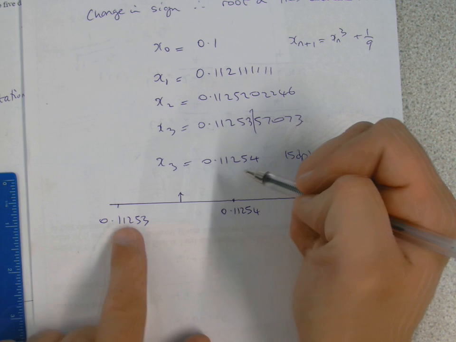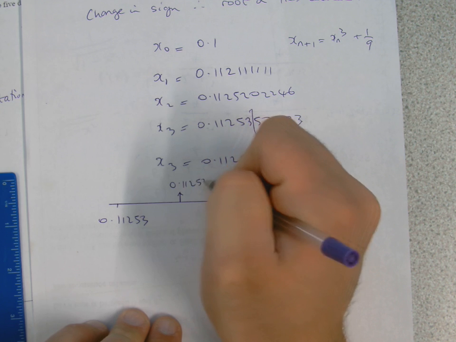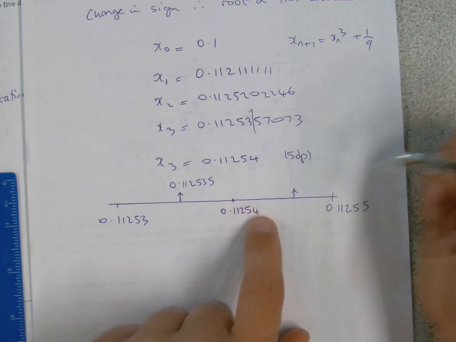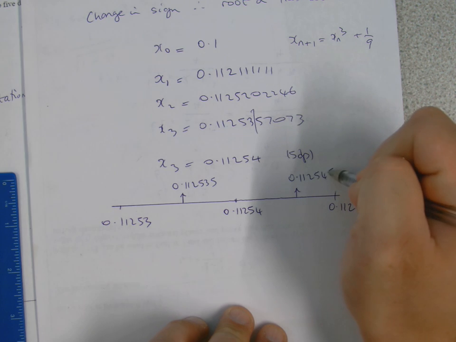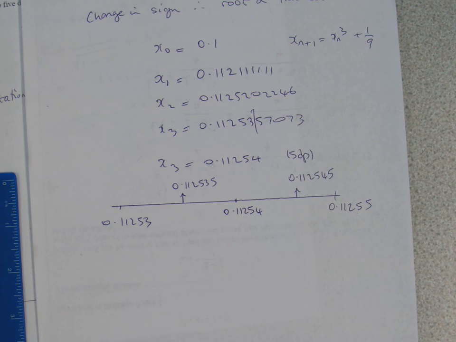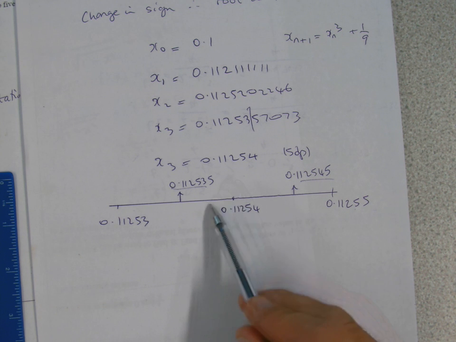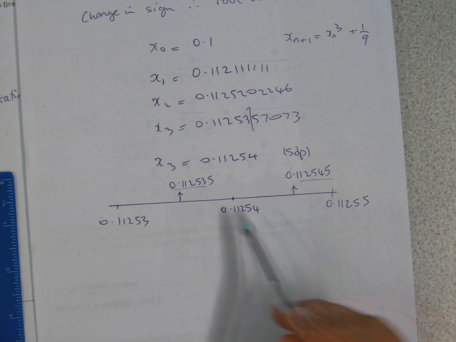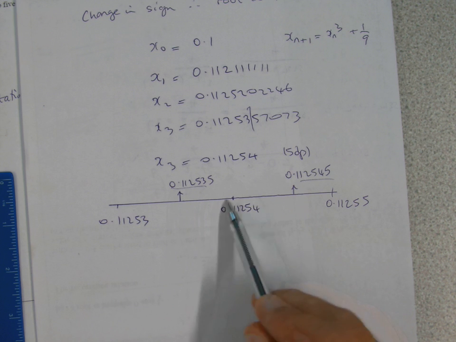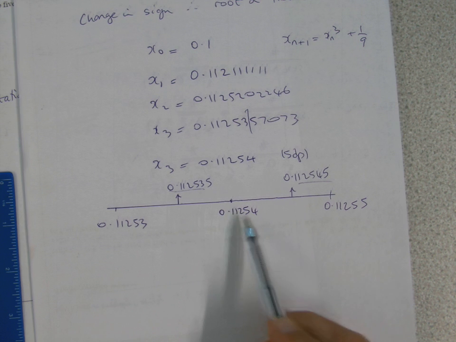So in between 0.11253 and 54, it would be 0.112535, and there between the 54 and 55 would be 0.112545. So you're going to check these two values, and hopefully, if there is a change in sign, maybe that's negative, that's positive, for instance, then we know the result is in here somewhere, and we can say that that's the answer correct to 5 decimal places.